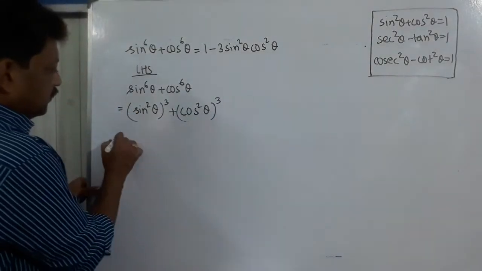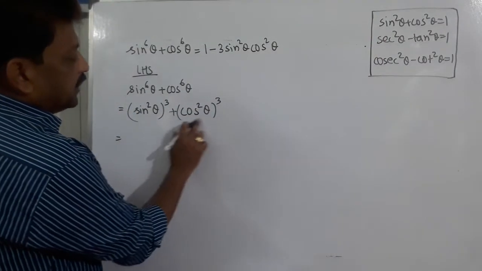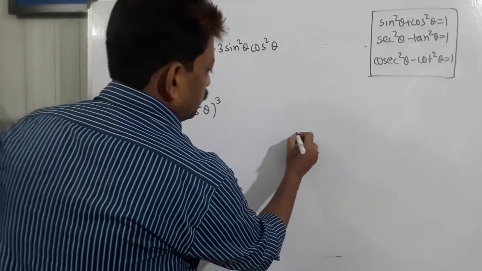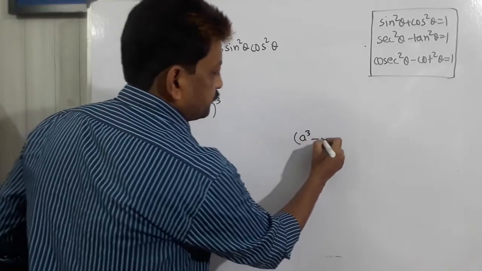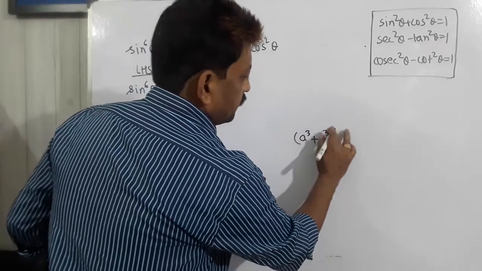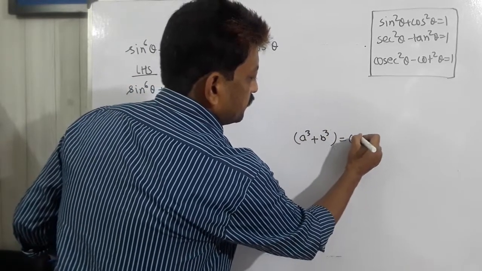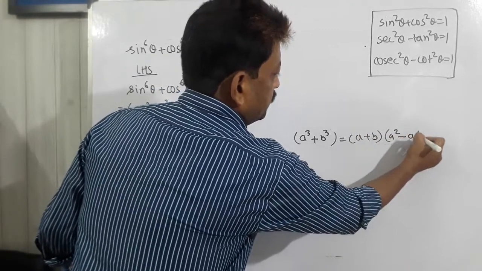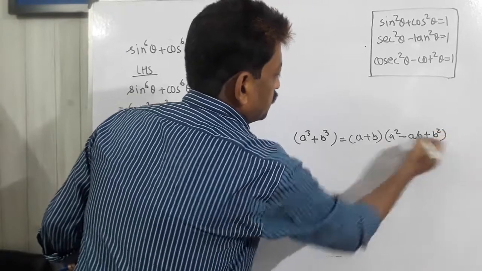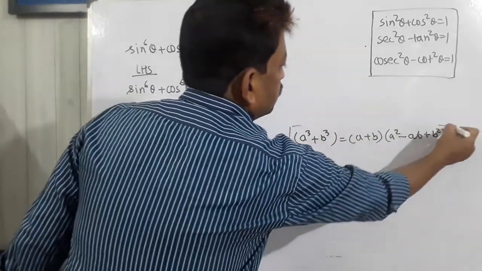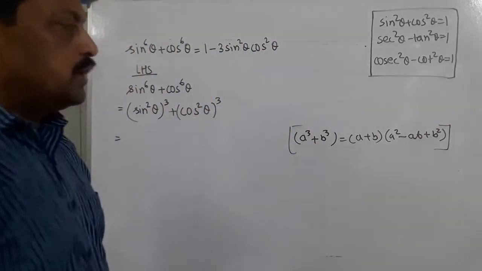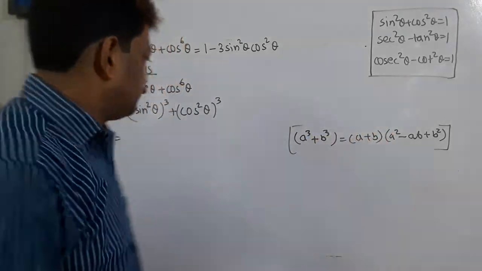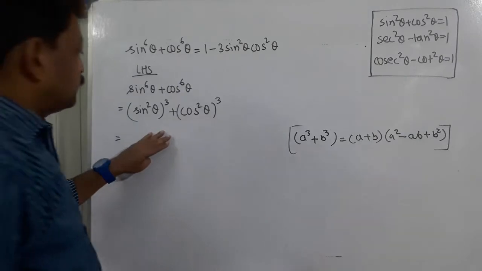Okay, now this is in the form of a cube plus b cube. So what is a cube plus b cube? A cube plus b cube is a plus b bracket then a square minus ab plus b square. This is the identity. A cube plus b cube equals to a plus b multiplied with a square minus ab plus b square. So same identity will be used here.